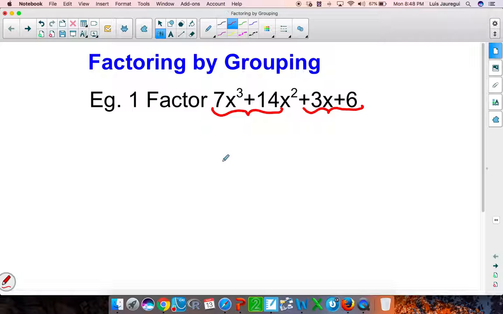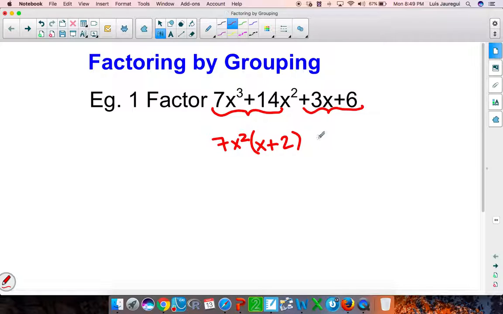The next thing we do, we're going to go ahead and find the greatest common factor of this pair and the greatest common factor of this pair, and we're going to factor it out. Well, if we're analyzing 7x cubed and 14x squared, the greatest common factor happens to be 7x squared. Okay? Now, we're going to multiply the 7x squared by x to get this original 7x cubed. Then we have a plus here. And notice that if I divide 14x squared by 7x squared, I just get 2. Okay? In other words, 2 times 7x squared will give me my original 14x squared.